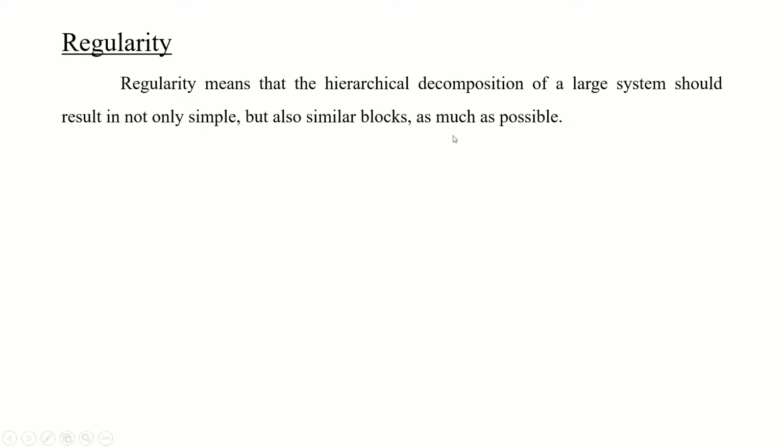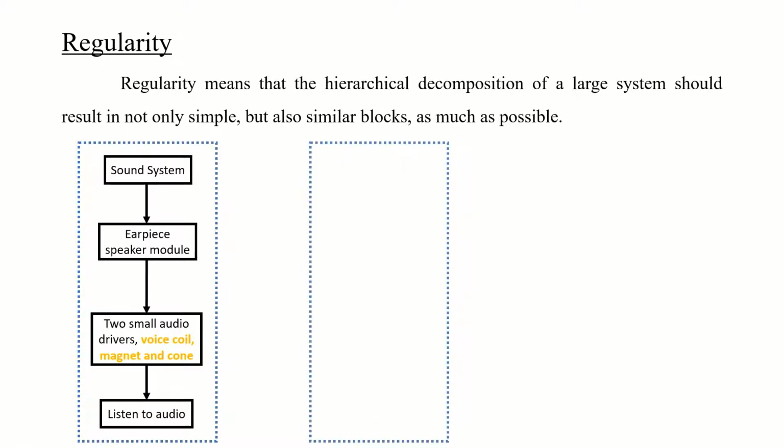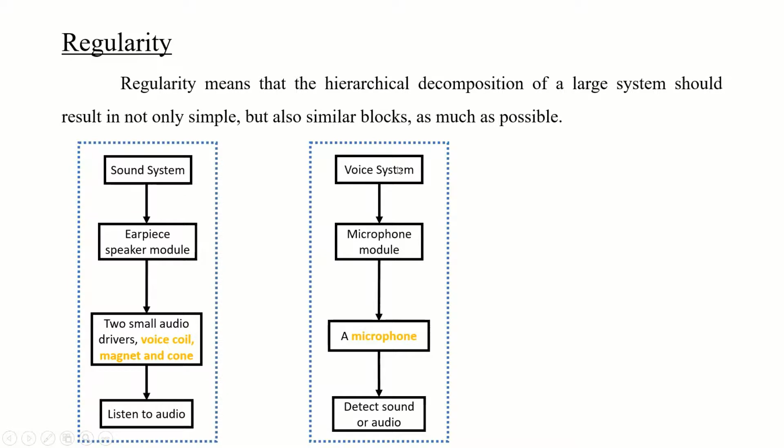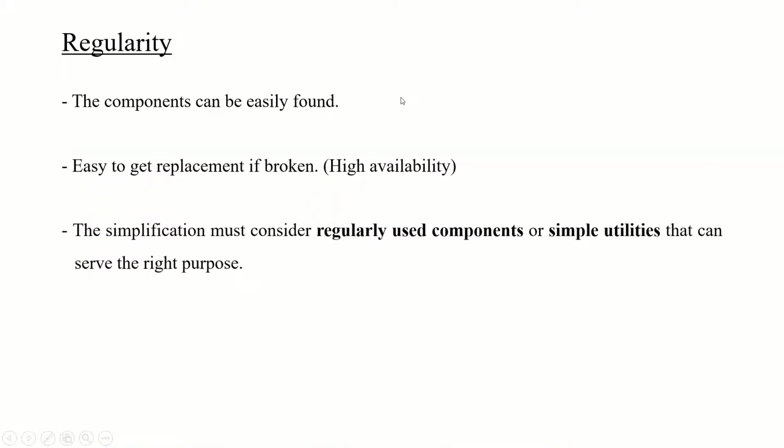So let's understand this with several examples. For sound system, we have voice coil, magnet, and cone that are easily found in the market and commonly used in many headphones. Next, for voice system, we have microphone that is generally used too. Then, for charging system, we have lithium-ion supercapacitor, which is a common rechargeable battery, and a micro USB charging port that many other devices are also using it to charge. In summary, these components can be easily found, and hence, it is easy to get their replacement if broken, because we can obtain a supply that comes with high availability.